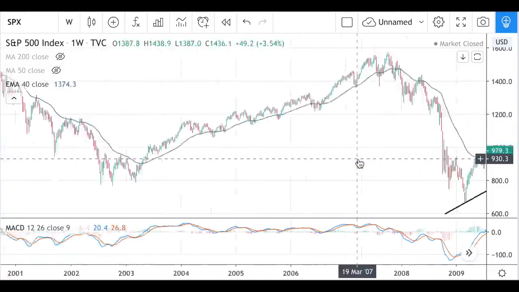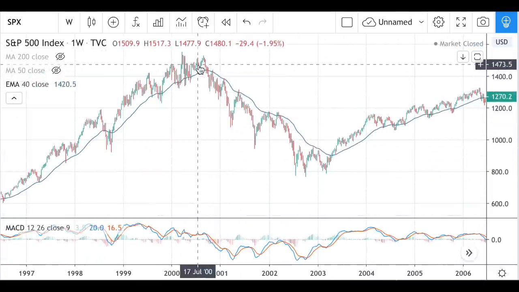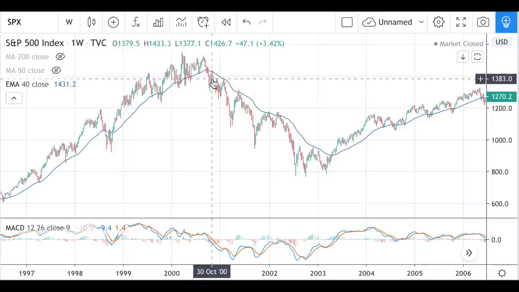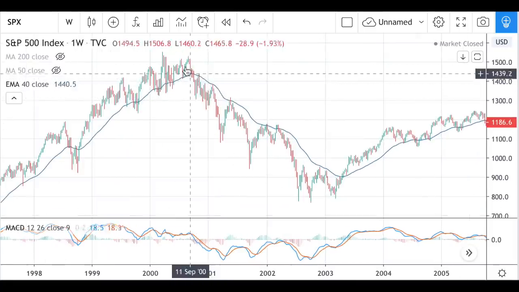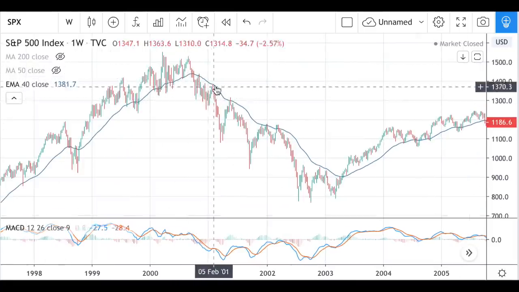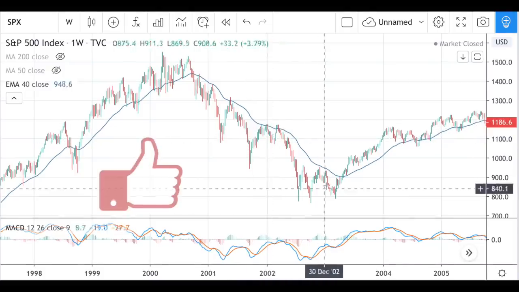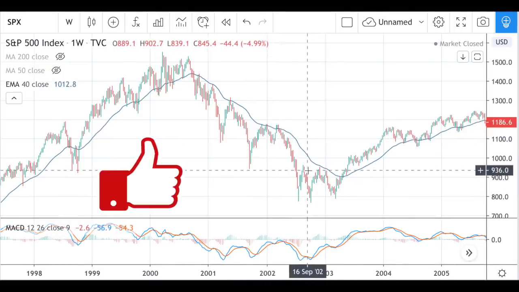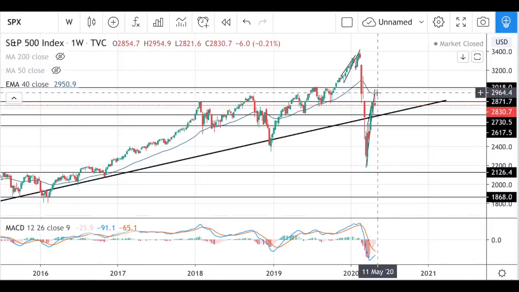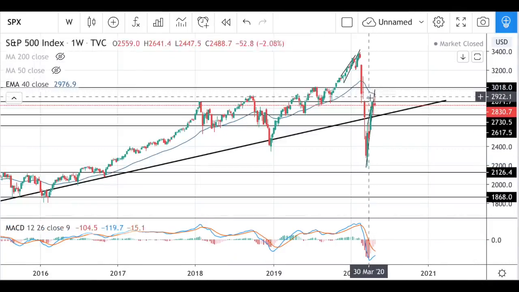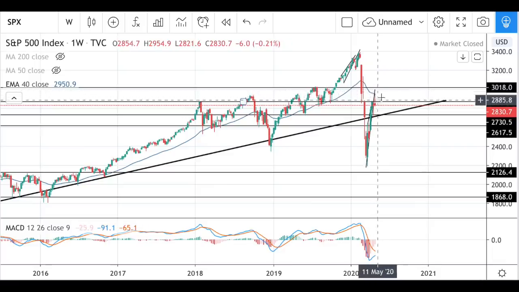We can quickly check on the 2000 dot-com bear market, and you can see here each counter rally during this bear market reverses off of this exponential moving average. You can see we have one reaction here, one here, one here, two here, and another one right here. Now let's get back to 2020, and we can see that this rejection is a long-term bearish signal.